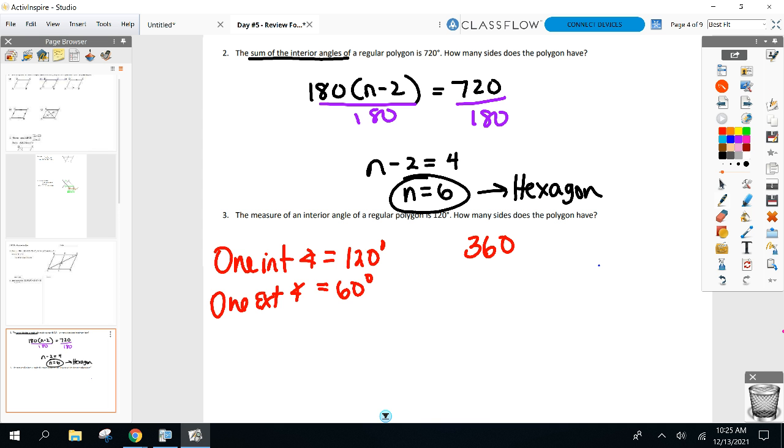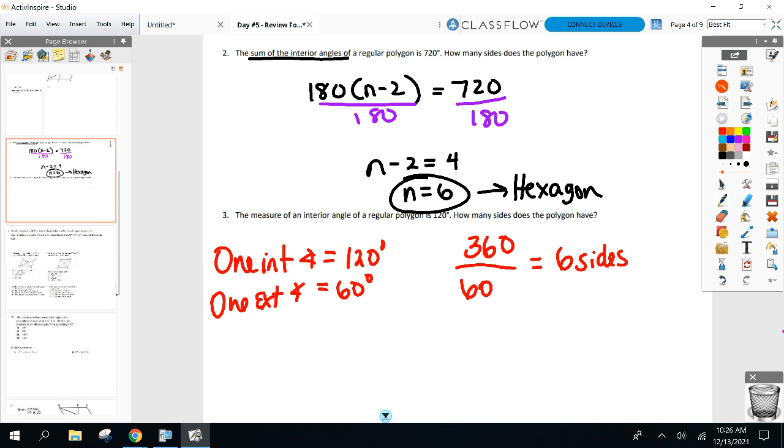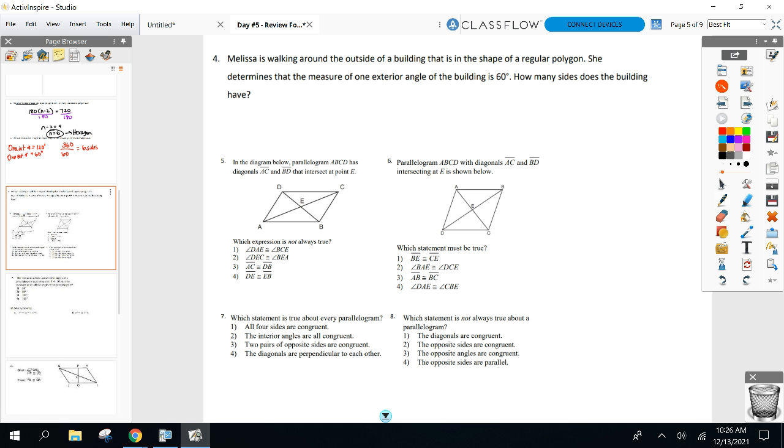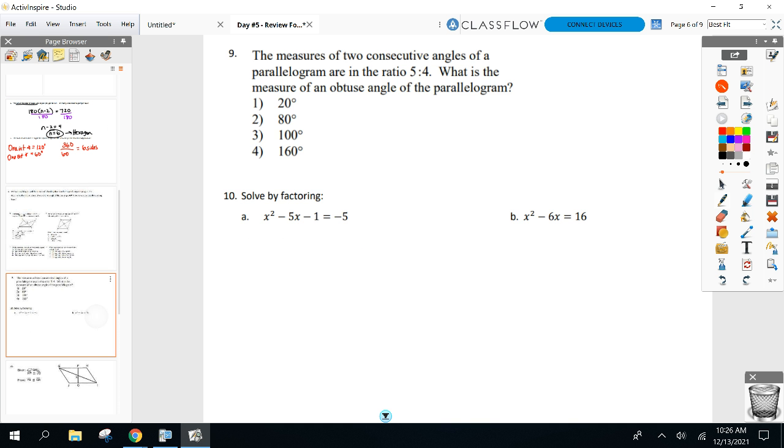Yep, 360 divided by 60. This thing has six sides again. Okay, six sides. Questions? We all good there? Try to find the exterior tomorrow if you can. Try. All right, I'm going to hit up a proof now. Just so I know we're good. Because this is all multiple choice here. You guys can figure that out on your own.